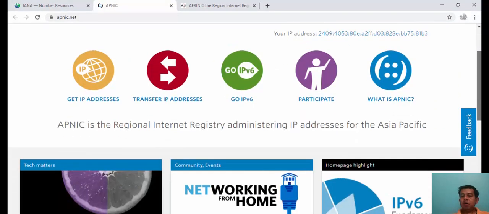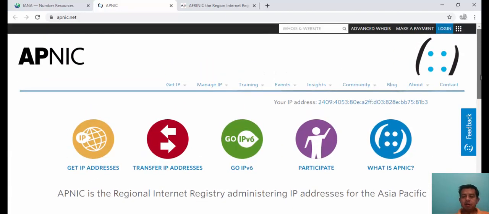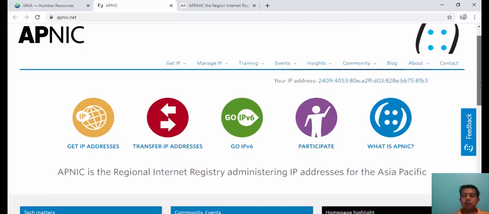Clear? So if I'm big, I can buy an IP address directly. But normally, normal end users do not buy an IP address from these registries directly. Bigger organizations normally buy an IP address directly from these registries. We normally buy an IP address from our ISP. So these regional registries also distribute the IP addresses to different ISPs.